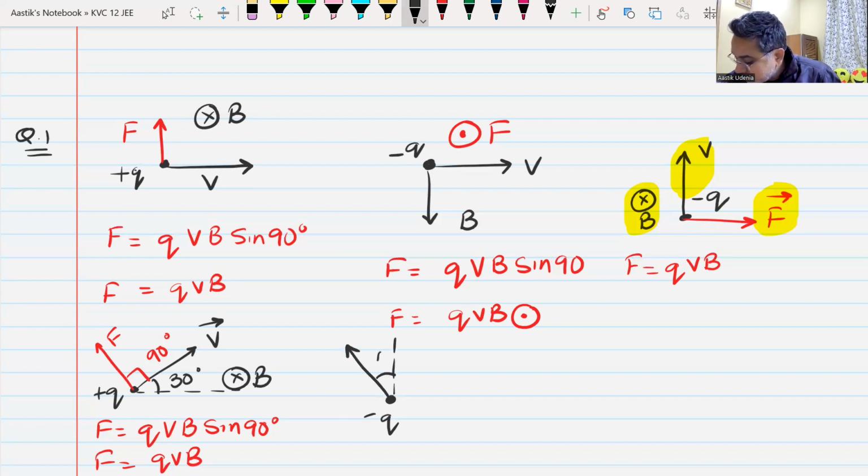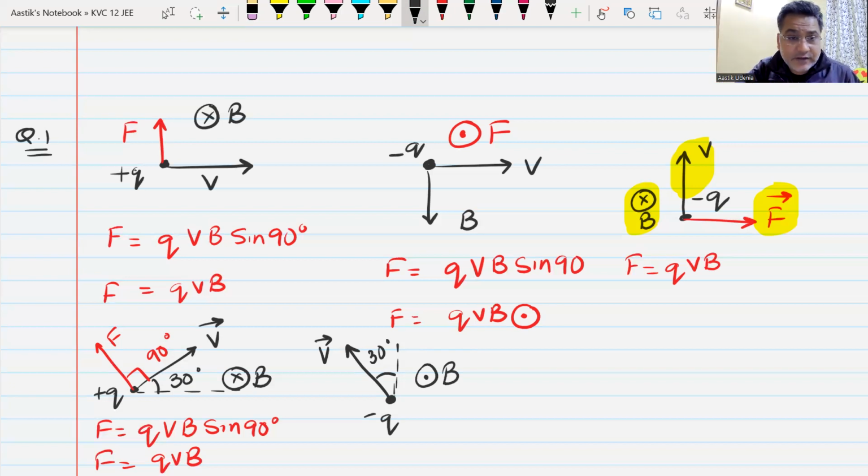The velocity is like this. Give it fast. Let us say this angle is 30 degrees, velocity is like this, and magnetic field is coming outside. You have a minus q charge. What is the magnitude and direction? You have to draw it to understand it. Drawing is understanding, seeing is believing. So you have to draw the force so that we understand in which direction the force is going.